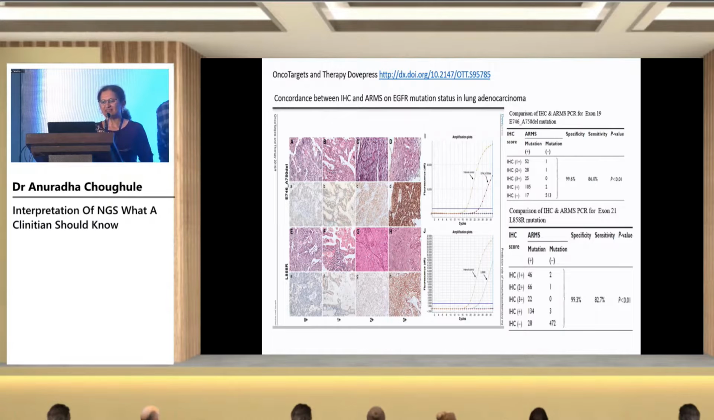So here is the data where they have compared IHC versus real-time PCR in exon 19 and exon 21. As you can see, you all know that IHC is very subjective. It depends upon the scoring system.